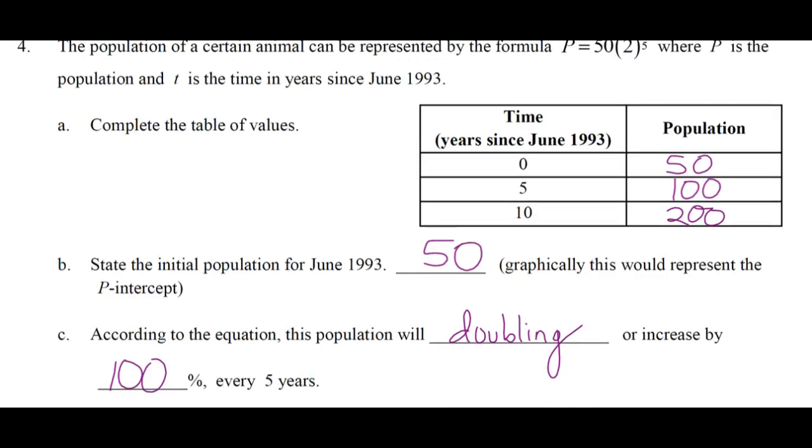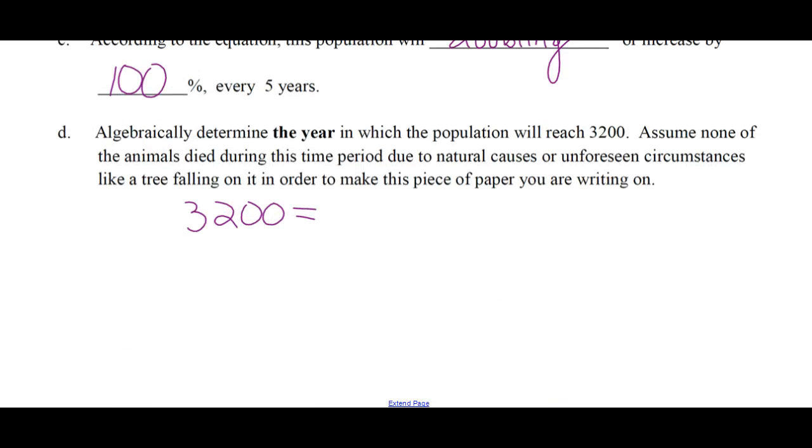So 3,200 is what we want, and we've got 50 times 2 to the t over 5. Okay, first step. Divide both sides by 50, right? So what's that? It can't be 80. It's 5 into 320. 64? That seems reasonable.